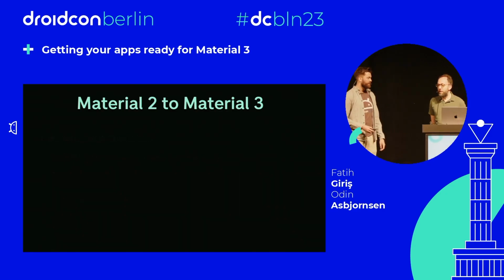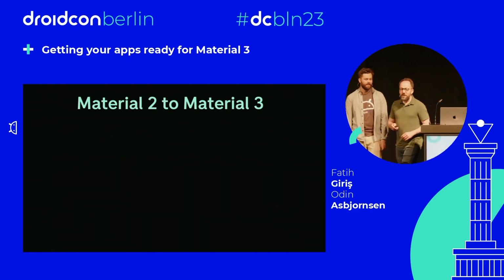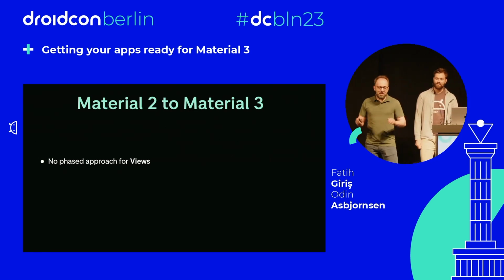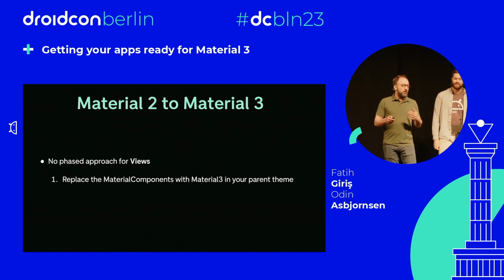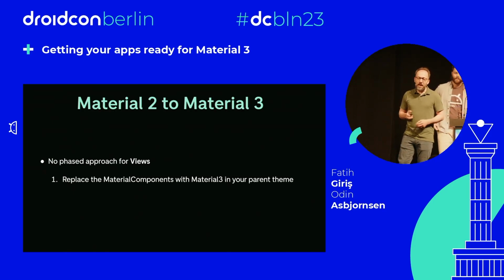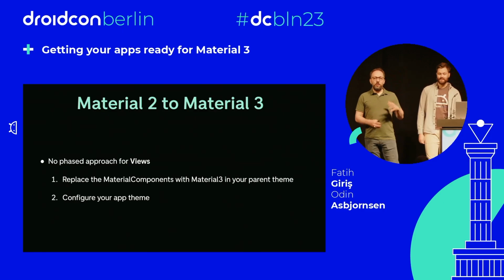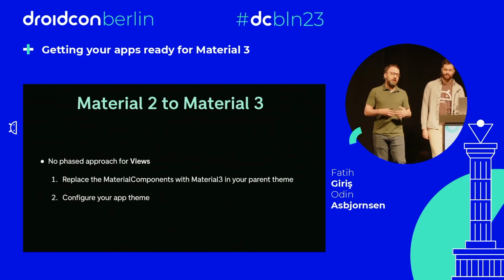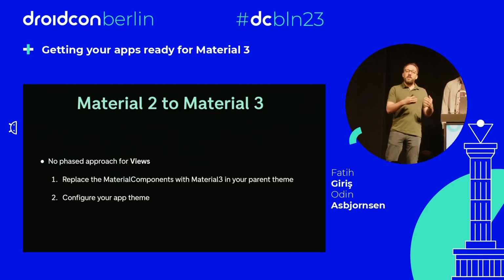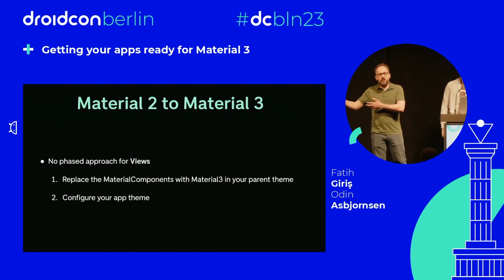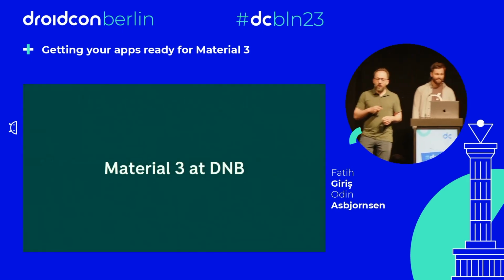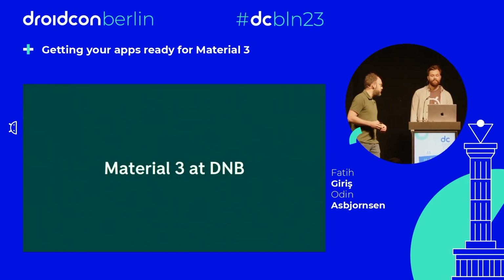But how does that actually work for the view system, Fatih? Maybe for views it's even easier. For views, what you need to do is just replace the material components in your parent theme with Material 3. Then you configure your app theme and also handle the breaking changes. For instance, I mentioned chips, right? So you still have to migrate the choice chip, the filter chip, etc. Fix those styles in your theme XMLs or style XMLs, and you're done for views.